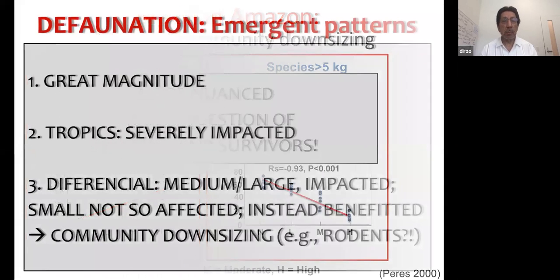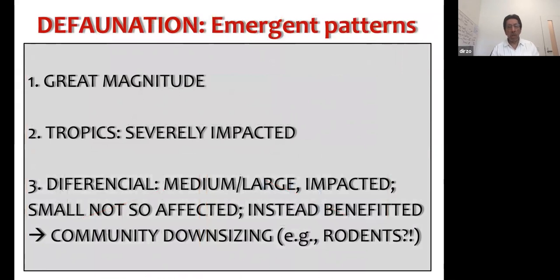Okay, let me summarize then the emergent patterns of deformation for you. So now you're experts in this topic as well. Three things that I want to highlight in particular. Number one, we have seen that this is a phenomenon of great magnitude. We're talking about dramatic extinctions of populations. We're talking about dramatic reductions in the home range, in the geographic distribution of many species. We're talking about declines of 50%, 60% in the last four decades. So it's a phenomenon of great magnitude.